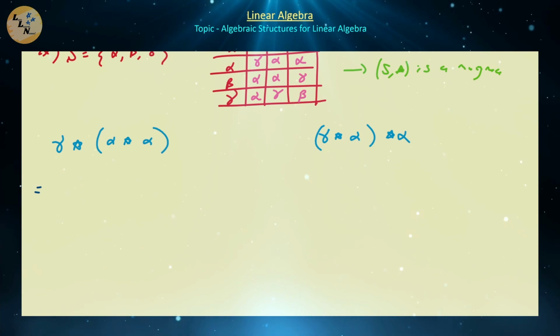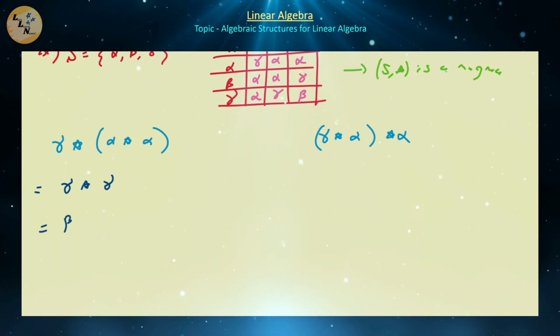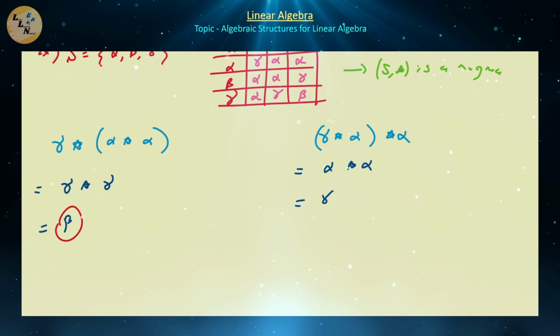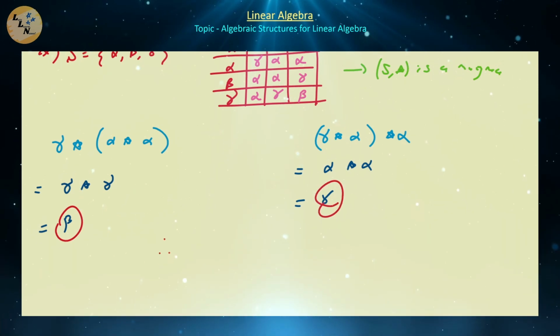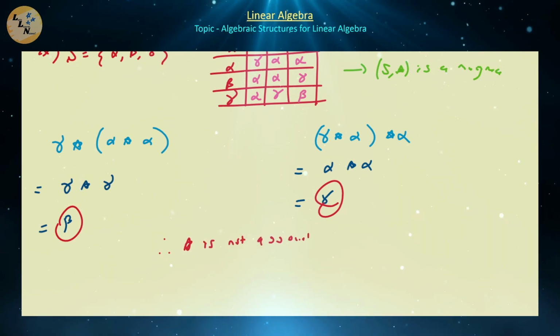So alpha star alpha is going to be equal to gamma according to this table, so that's going to be gamma star gamma, and gamma star gamma is going to be equal to beta. So if this set is truly associative, that means gamma star alpha should also be equal to beta as well. But gamma star alpha is going to be equal to alpha, and alpha star alpha is going to be equal to beta. And notice that since beta and gamma are not equal to each other, that means star is not associative on S.